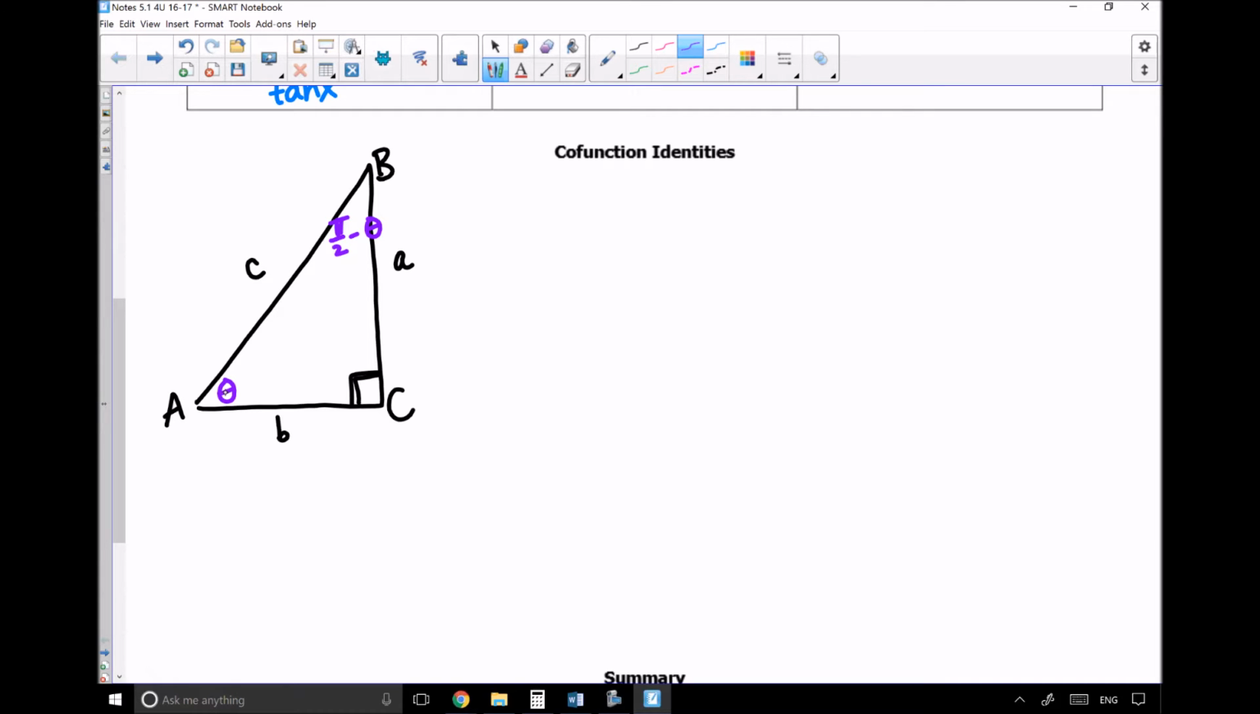Okay, so one thing that I want you guys to realize is if I were to take the sine of theta, remember sine is opposite over hypotenuse. So the sine of theta would be equal to A over C, right? And if I were to take the cosine, or if I were to look at pi over 2 minus theta, what is going to give me A over C? Well, it's adjacent over hypotenuse. So I can conclude that the cosine of pi over 2 minus theta is also equal to A over C. Therefore, sine of theta is equal to cosine of pi over 2 minus theta.